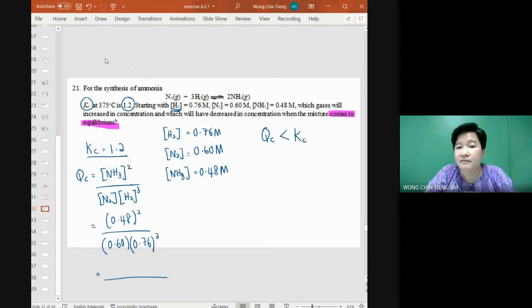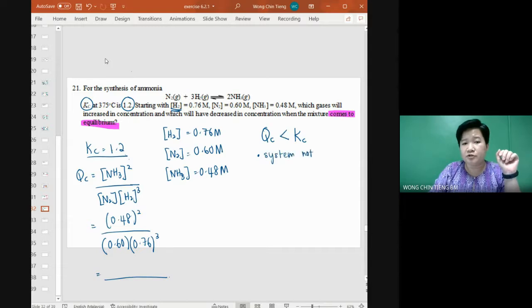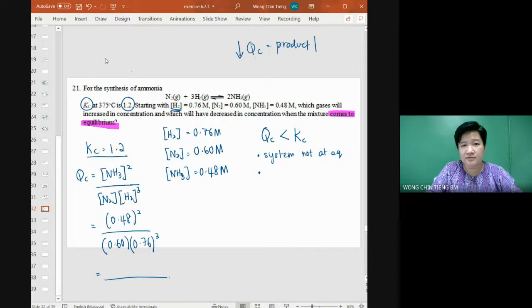Betul? So, benda yang kamu kena jawab dalam nota, guna je apa yang dalam video tu. System not at equilibrium. Alright? So, bila benda ni not at equilibrium, saya tak pernah nak hafal Q tu. Kalau Q nak bergerak ke mana, saya susah nak hafal. Saya hafal macam ni je. Q kecil, so produk sikit. Bila produk sikit, produk tak cukup. Bila tak cukup, saya kena hasilkan dia lah. That's why I shift from the left to the right. Betul?